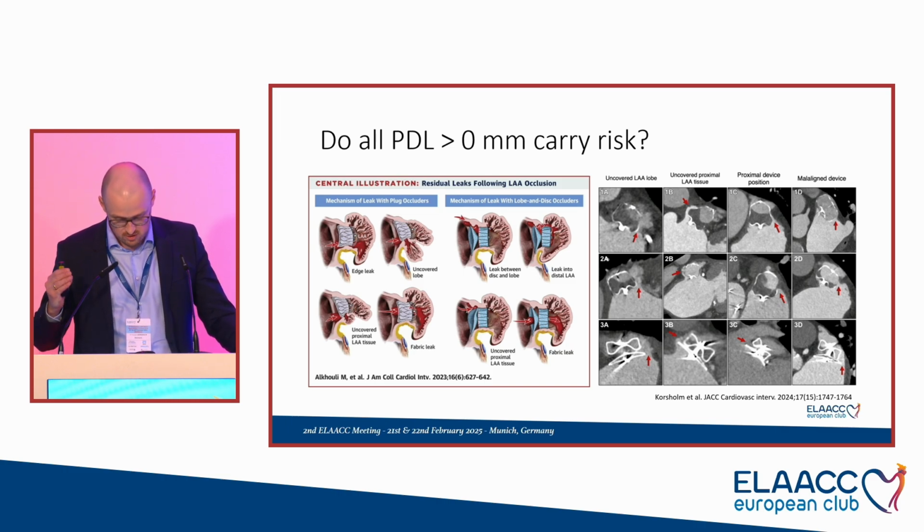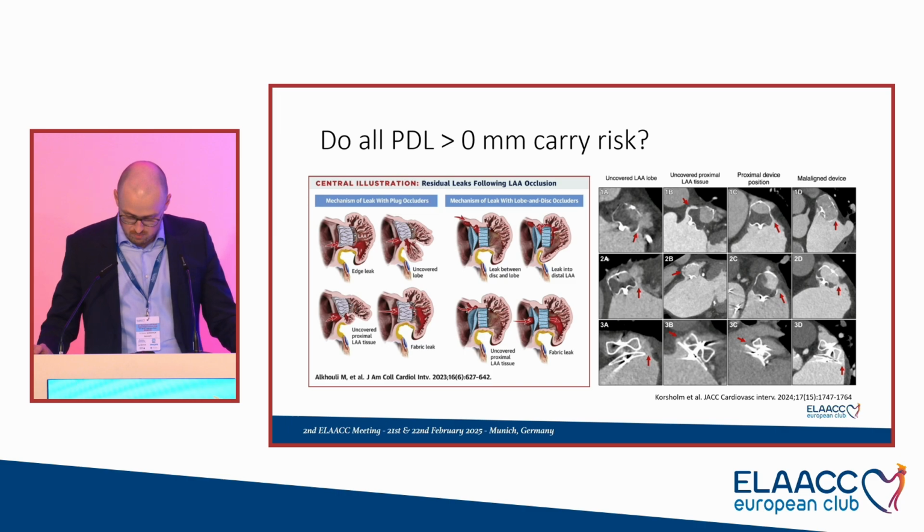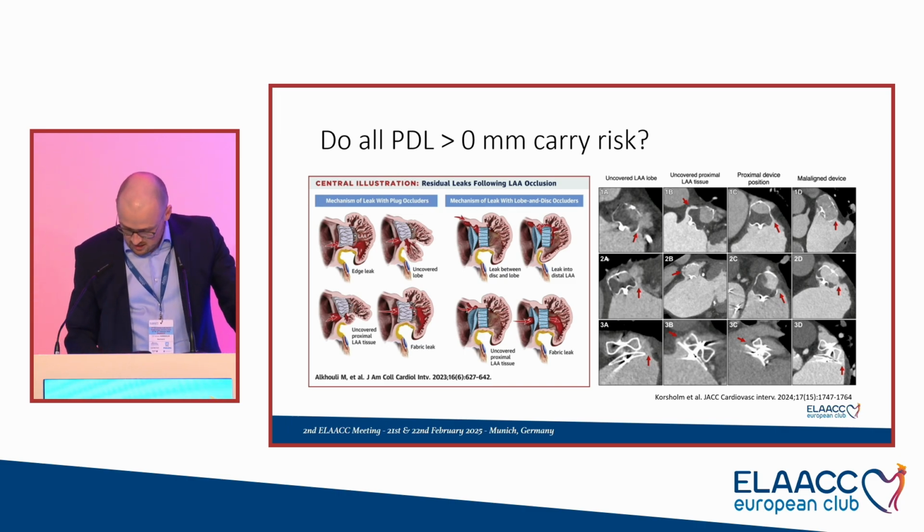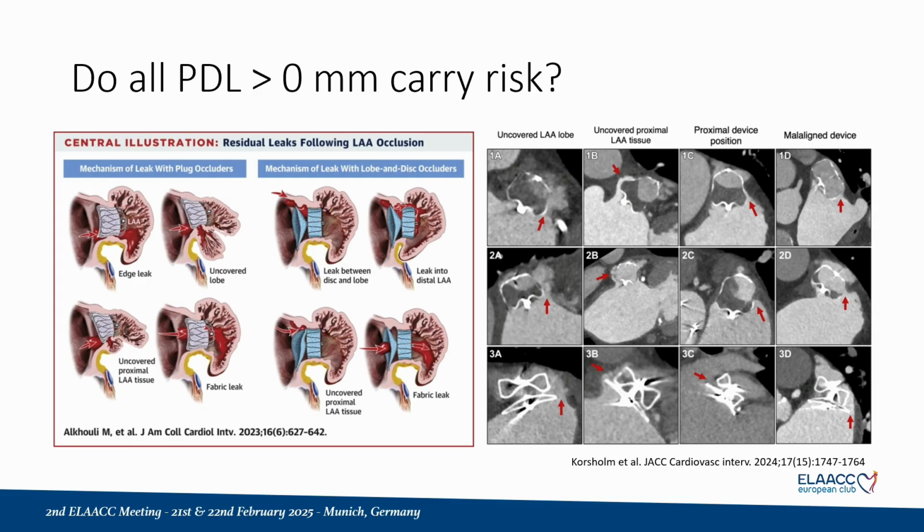Whether it's a completely uncovered lobe, whether it's just proximal LA tissue that is uncovered, but there is actually not that large leak into the appendage, or whether it's a proximal device creating a small leak just beneath the device membrane, or it's only a disc leak for disc lobe devices. I think we need to look further into that in the future.